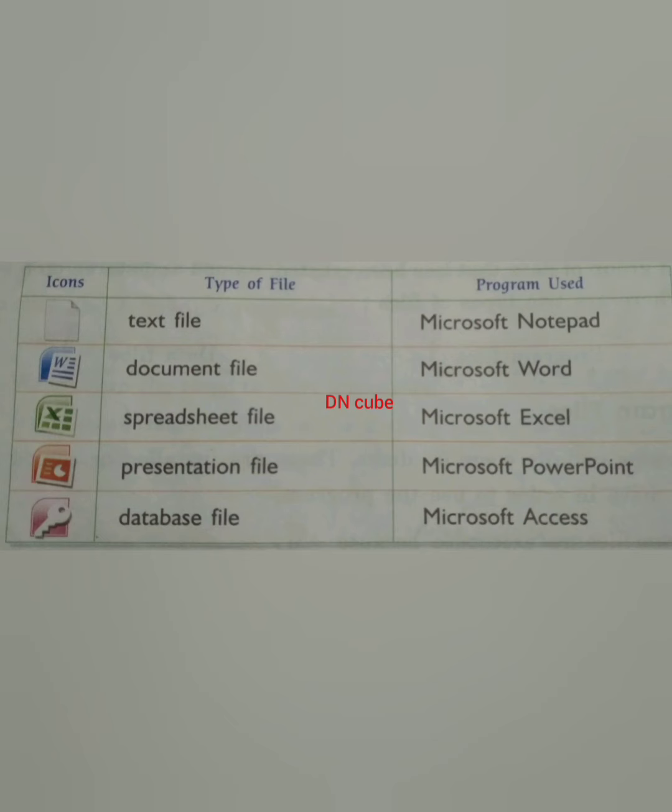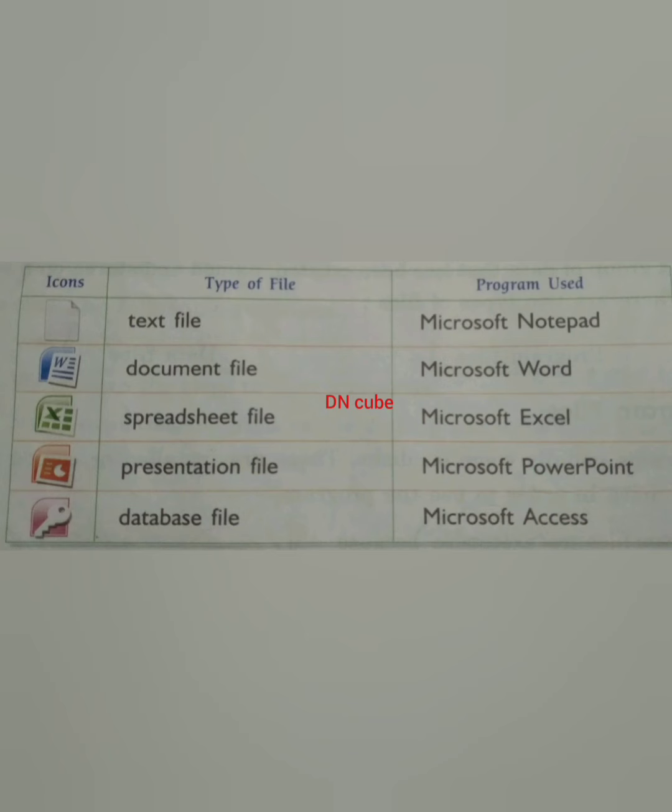Students, you can see that by looking at the file icons we can understand the type of file. You can see the icon of Microsoft Notepad, which indicates a text file, and by looking at the icon we can understand that it is a text file. We can write something. It is just like a page of a notebook, isn't it? Yes, by looking at these icons we can understand the type of files.